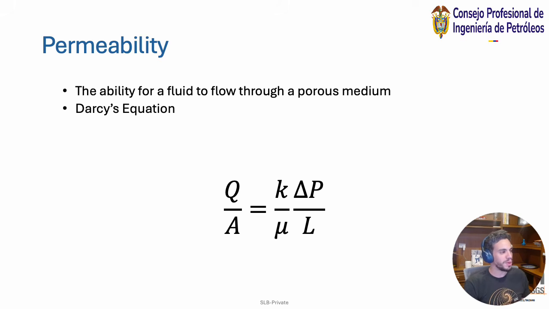But whenever we talk about permeability, we usually use the term Darcy's, right? Darcy's is the unit for permeability. So when we talk about Darcy's, we must understand Darcy's equation. And in its simplest form, it is basically this displayed here.